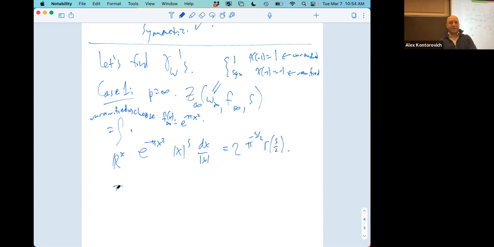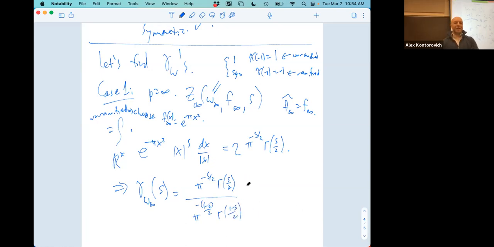And of course f infinity hat is f infinity itself, since the Gaussian is its own Fourier transform. So if that's the case, then the unramified local factor at infinity is just the quotient pi to the minus s over 2 gamma of s over 2, divided by the value on the other side. On the other side, I have omega bar, which is the same as omega, f hat, which is the same as f, and 1 minus s. So everything's the same except I'm replacing s by 1 minus s.